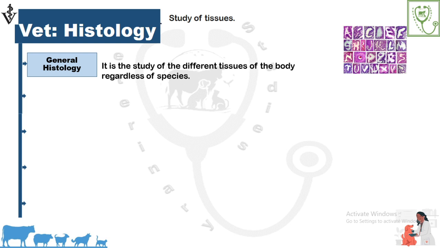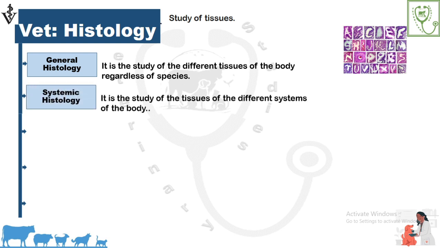We just study the normal microscopic structures of different organs of the animal body regardless of species, to know about the normal histology of different organs of an animal body. Systemic histology. It is the study of the tissues of the different systems of an animal body. Similarly, in this we study the histology of each system of an animal body separately.